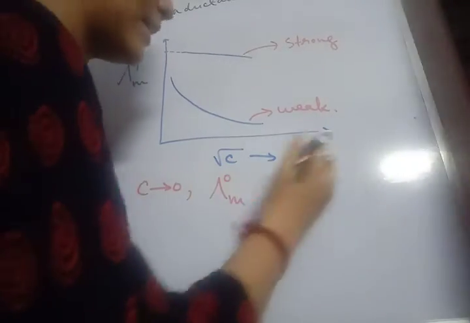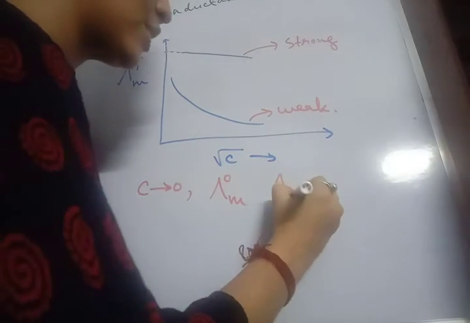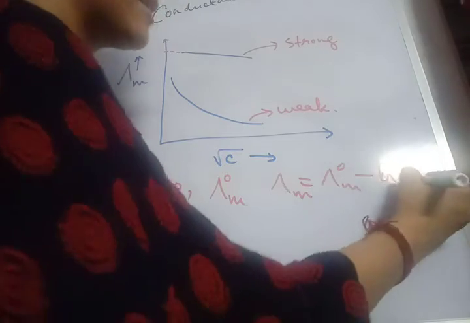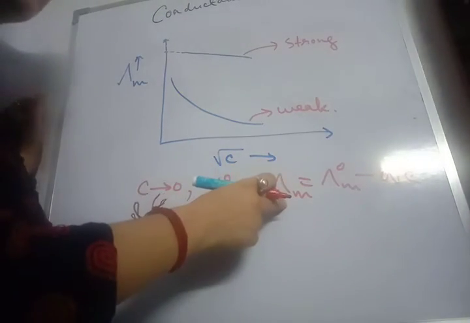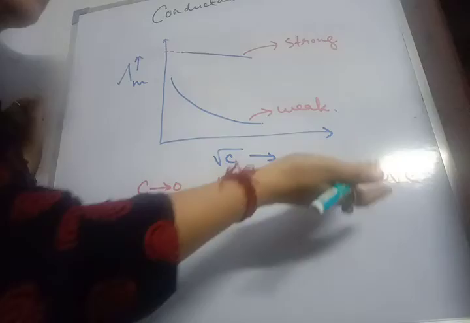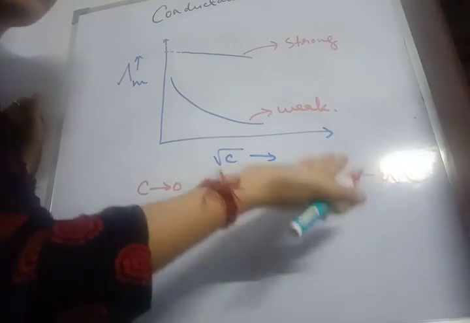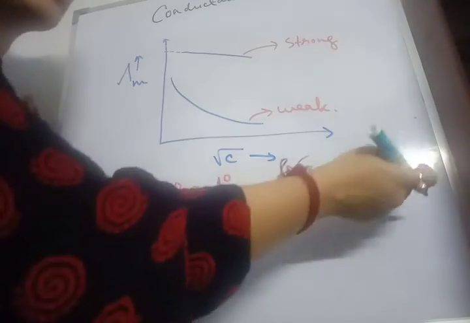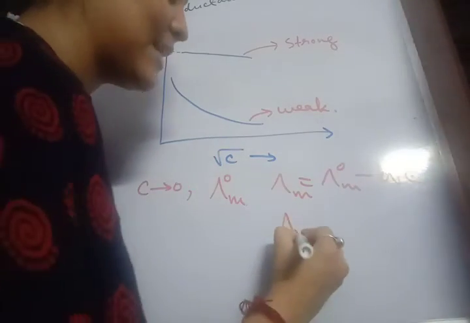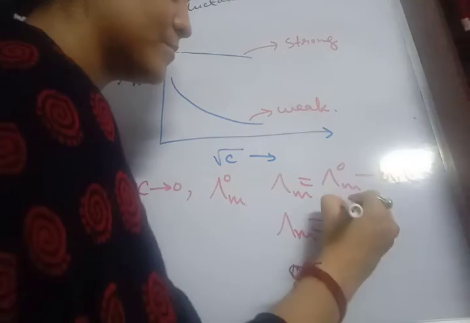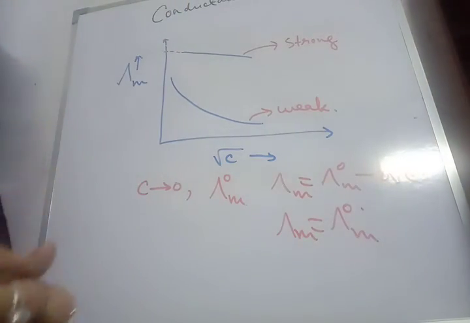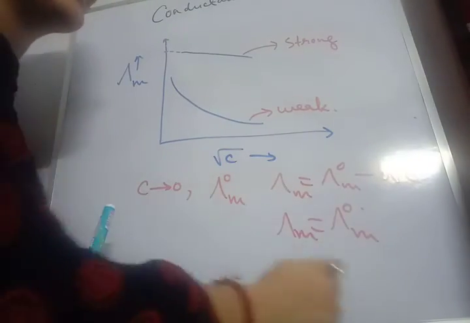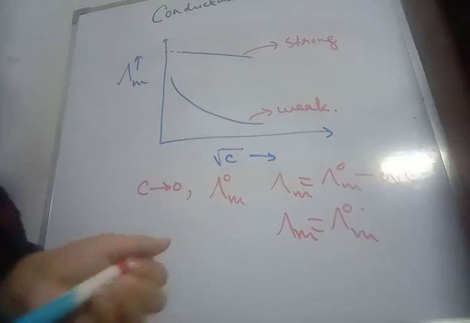For strong electrolyte, we have an equation: lambda m equals lambda m0 minus b root c. This is given by Kohlrausch, where lambda m is the molar conductance at a given concentration, lambda m0 is the molar conductance at infinite dilution, b is a constant, and c is the concentration. From this equation, if c tends to 0, then lambda m will be equal to lambda m0. For strong electrolyte, we can calculate this value from the graph. For weak electrolyte, we cannot calculate this value from the graph.